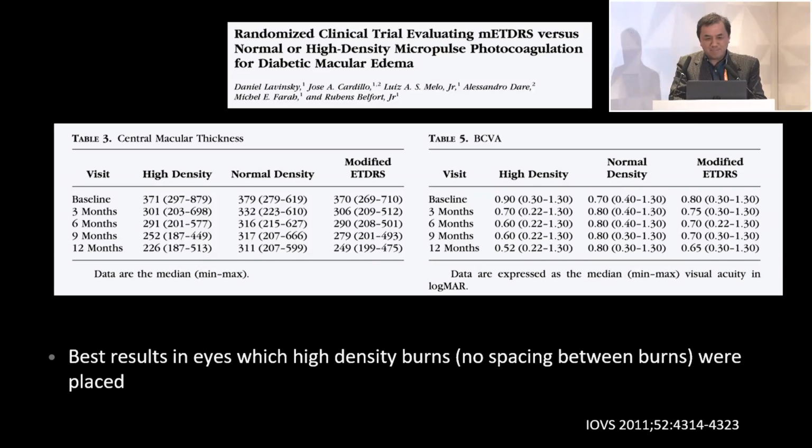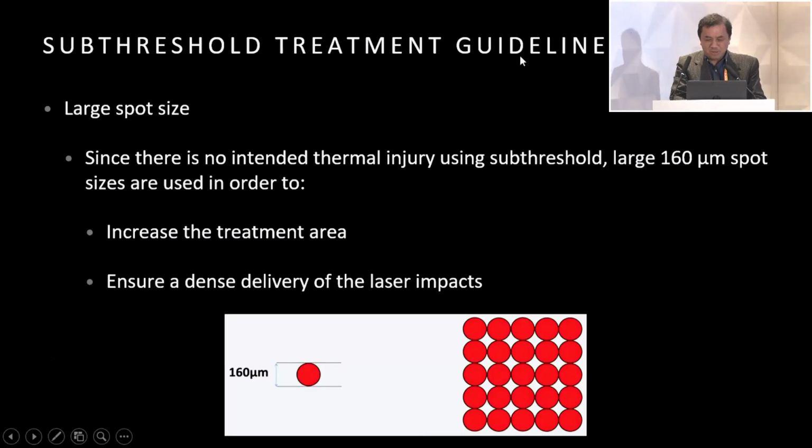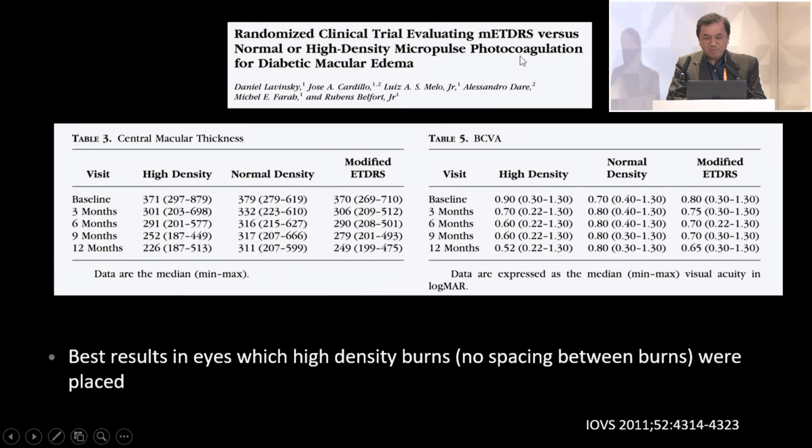And this is an example. The Brazilians did a study here where they compared high density, normal density, and conventional modified ETDRS. Here you can see that for the most part, the best results were in people treated with high density.